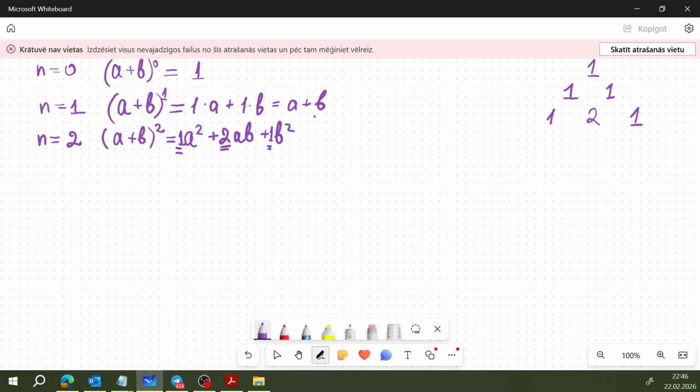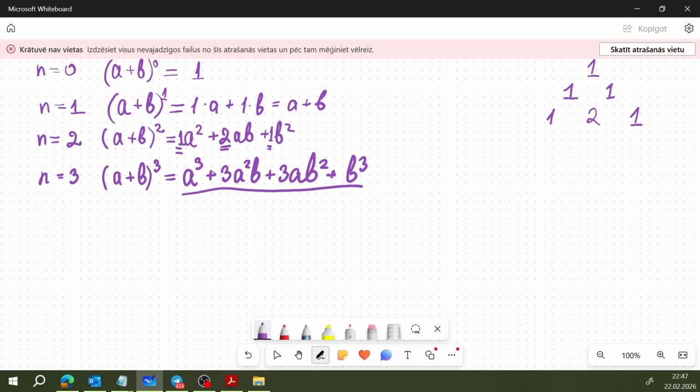Now you will see the next thing, as n equals 3, you will have the following: a plus b to the power of 3. So here it is a cubed plus 3a squared b plus 3ab squared plus b cubed. If you don't know how to get them, we can try to get it now together. But you can see that here you will have 1, 3, 3, and 1.